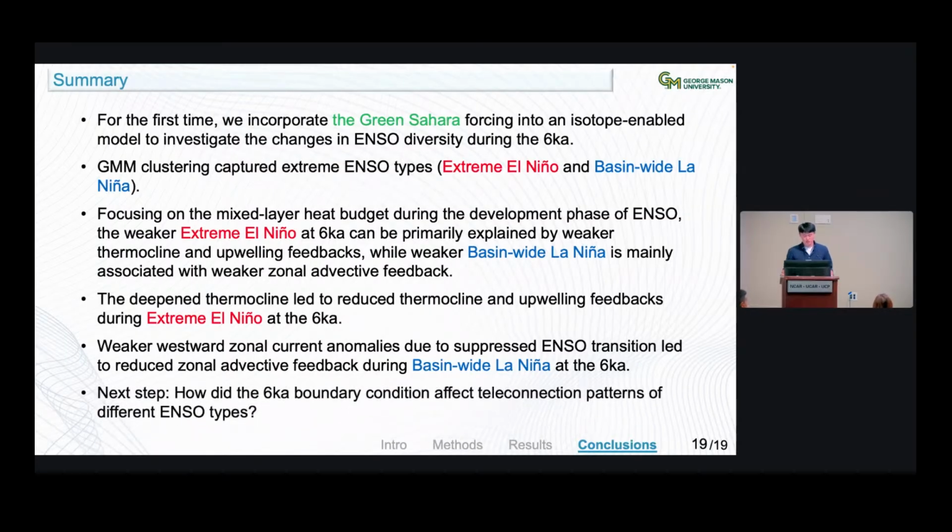Still, we are interested in the impacts of these weakened different ENSO types on their different precipitation patterns, especially such as North and South America. So yeah, this is our next step. Okay, I will stop here. Thank you.